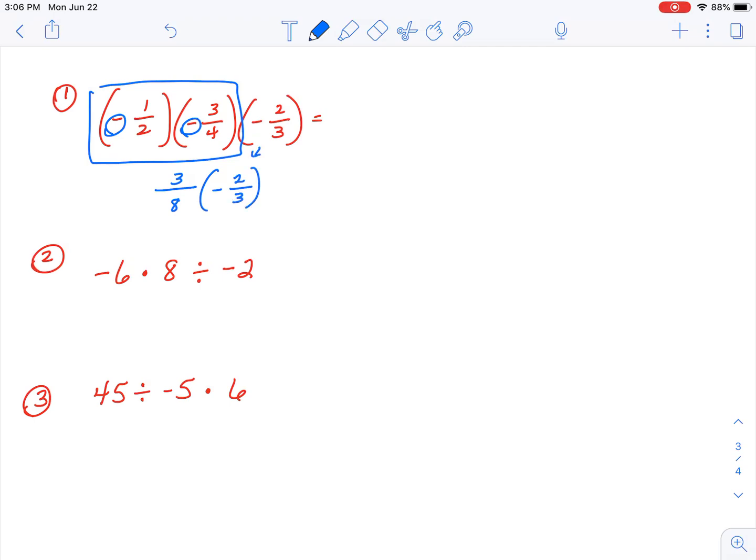I brought that down. I can cross reduce the 8 and 2 by 2. So 8 divided by 2 is 4 and 2 divided by 2 is 1. I can cross reduce the 3's by 3. They each become 1's. And that's going to give me 1/4. And this was a positive times a negative. So this is a negative 1/4.